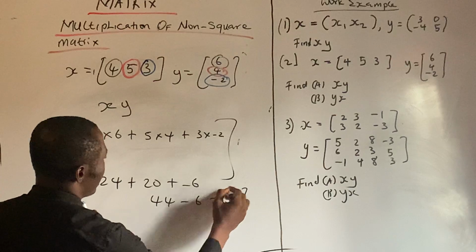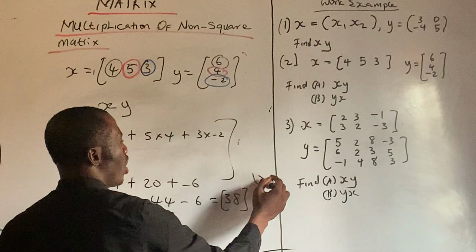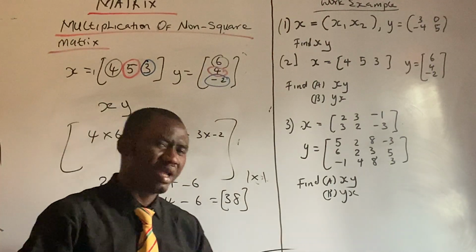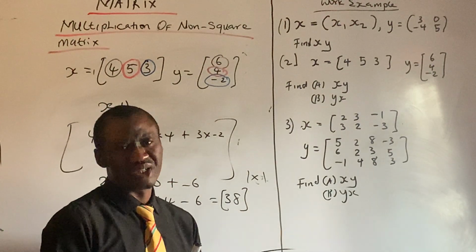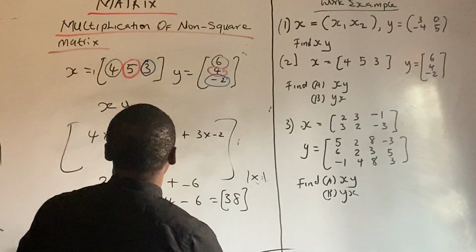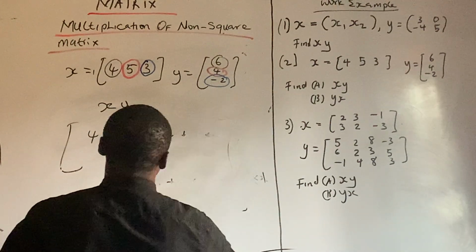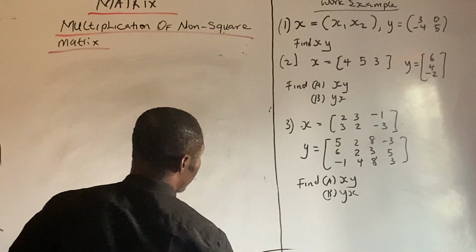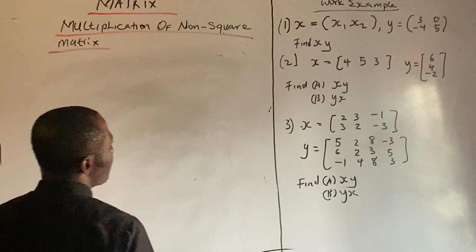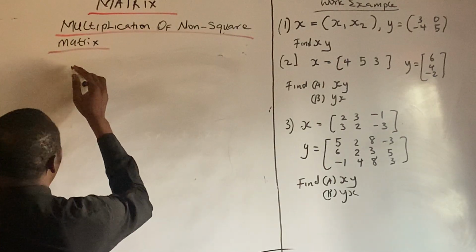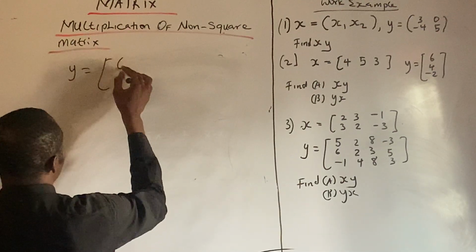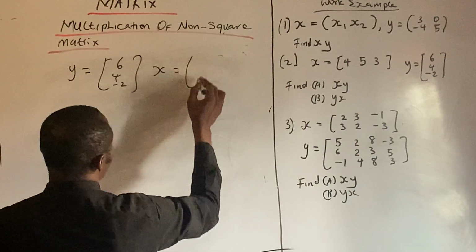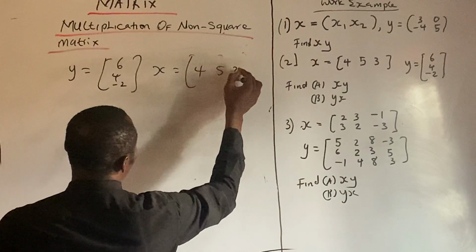So 38 is the answer, and it also carries the 1 by 1 order of matrix that we found during the process of checking whether the matrix multiplication is possible. So let's go to the next one. It says that I should multiply y by x. So we want to have y. Y is equal to 6, 4, minus 2, and then x is equal to 4, 5, 3.